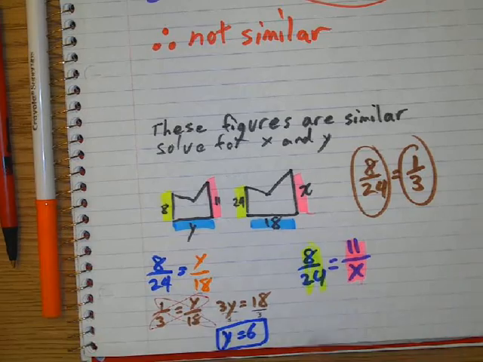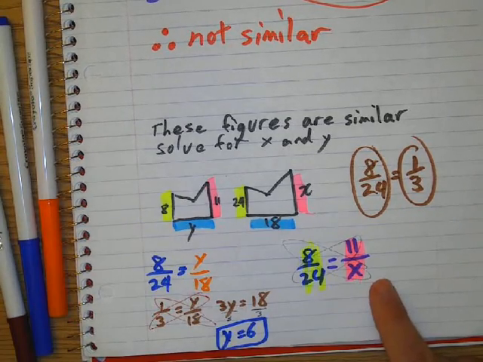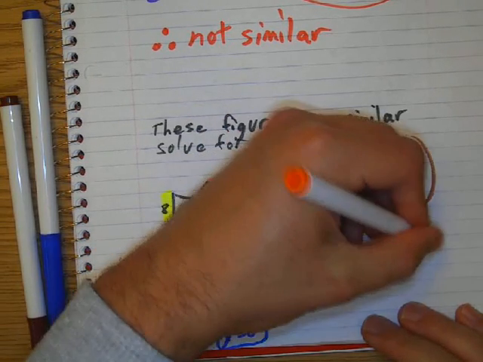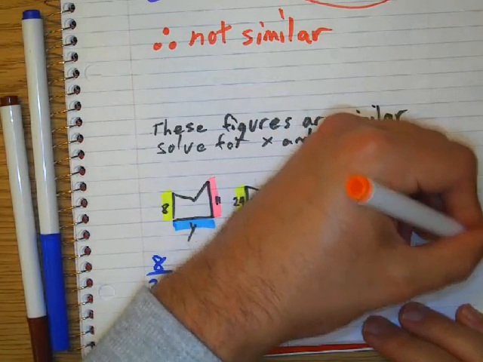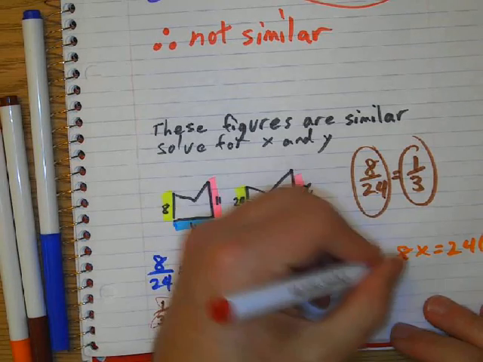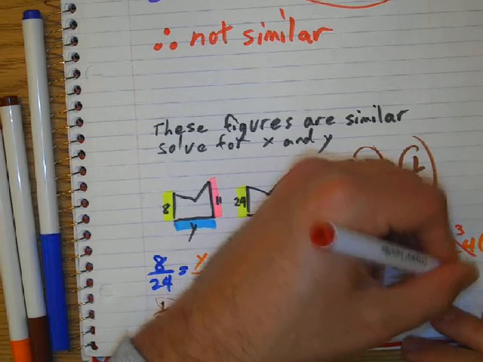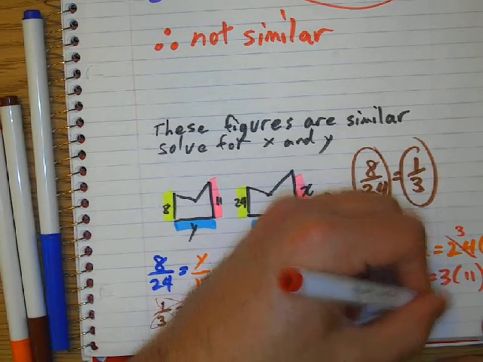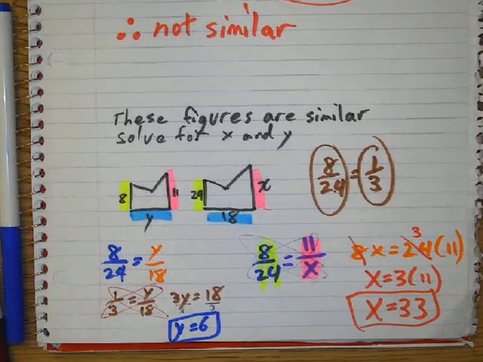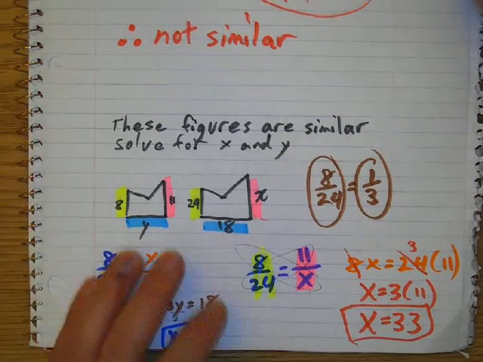Okay, now over here, if I cross multiply, we could get 8x equals 24 times 11. And as I said before, 8 goes into 24 3 times. So then I have x equals 3 times 11. So x equals 33. If you have trouble with this question, you may want to pause and rewind and listen to this one again, or ask me during office hours for extra help.